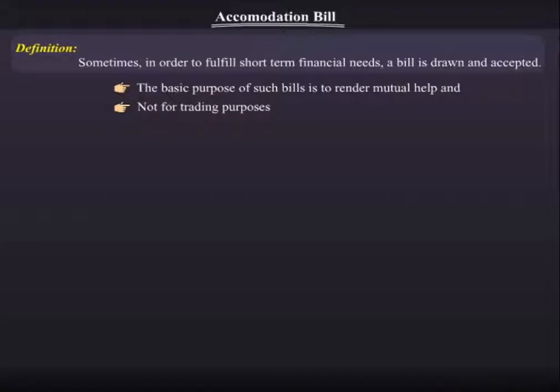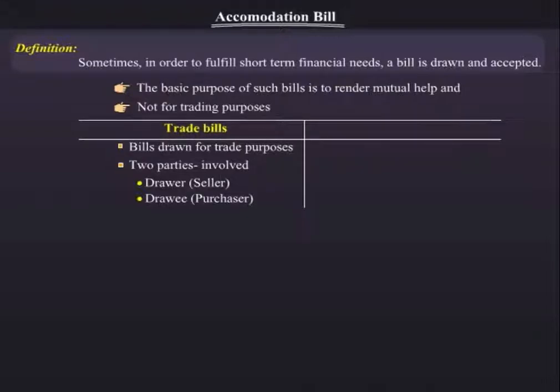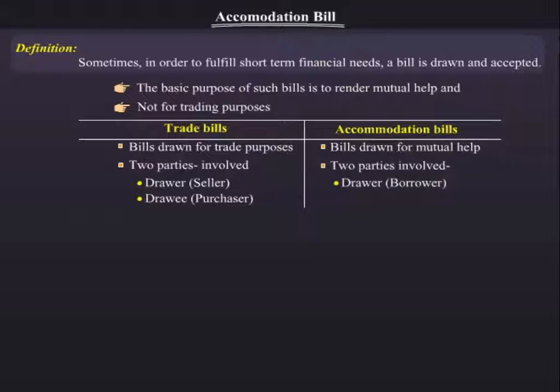So far, we have learnt about the trade bills, that is, the bills that are drawn for trade purposes. We used to have two parties, drawer, who is the seller, and drawee, who is the purchaser. Accommodation bills, on the other hand, are drawn for mutual help. So here, drawer is the borrower and drawee is the lender.